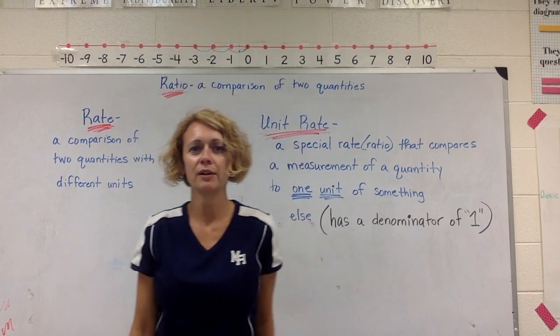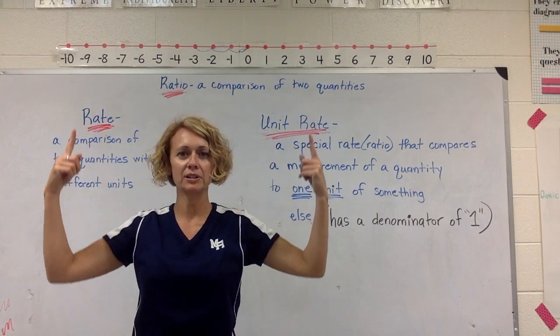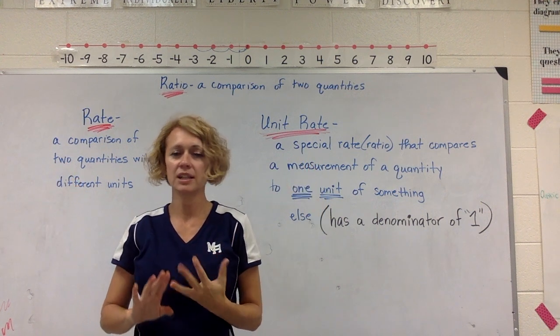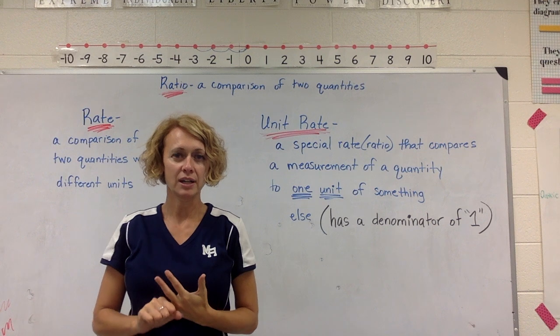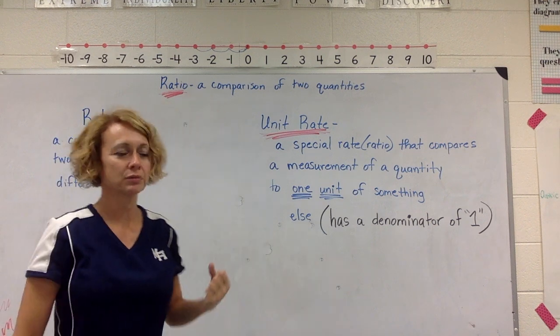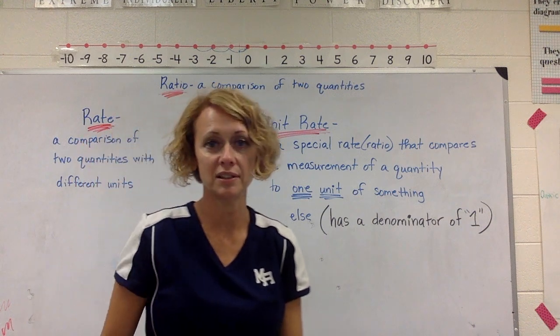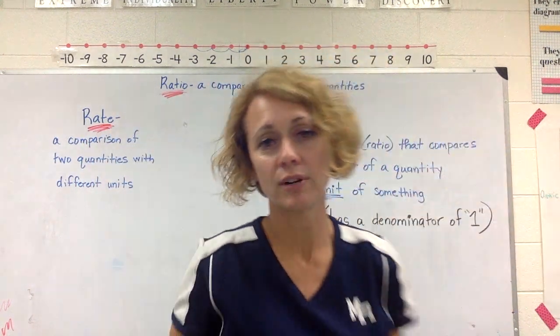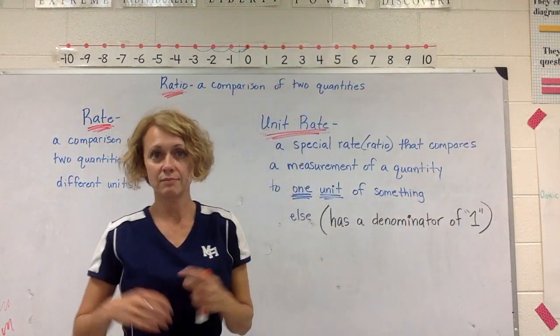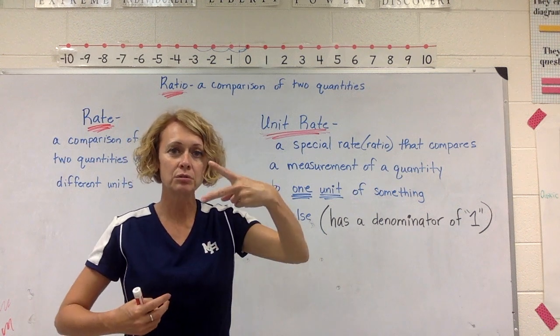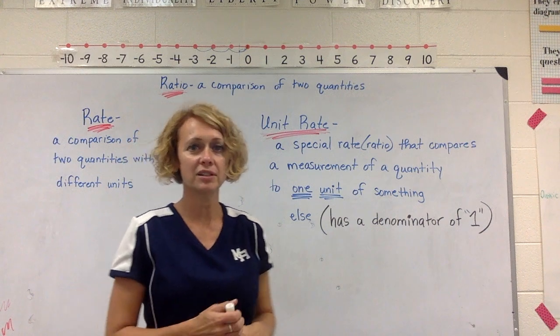I want to talk to you about three very important vocabulary words when we start comparing numbers and measurements. Okay, so let's talk about this first one right here, ratio. You're familiar with that. It's a comparison of two quantities. And we've been talking about rational numbers for a long time. They're numbers that can be written as fractions, A over B, where B is not zero.